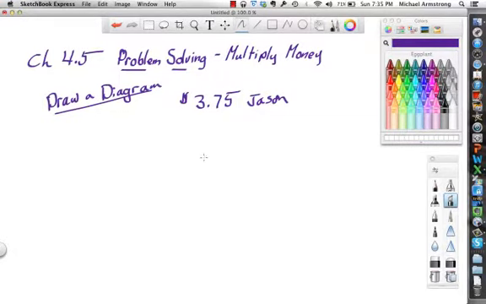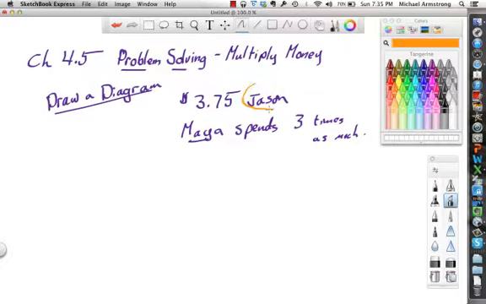And Maya spends 3 times as much as Jason. So Maya spends 3 times as much. Okay, so Maya's spending 3 times what Jason spent, which is $3.75. We already kind of know where this is going. Tia spends $5.25 more than Maya, so this is a third person. Let's keep track of our people here. We've got Jason and Maya, and the third person is Tia.